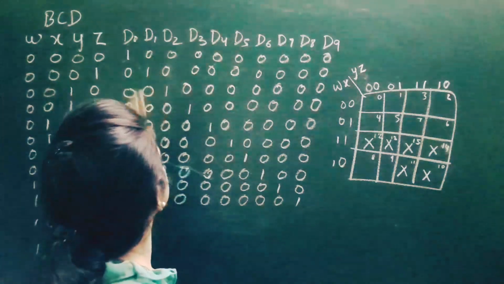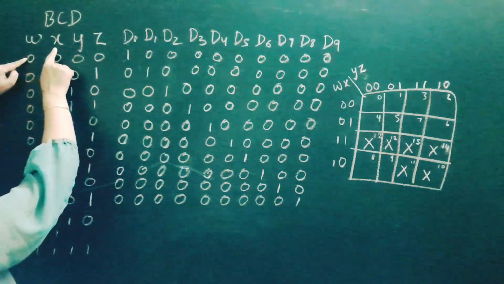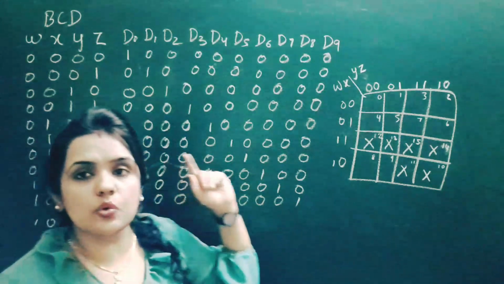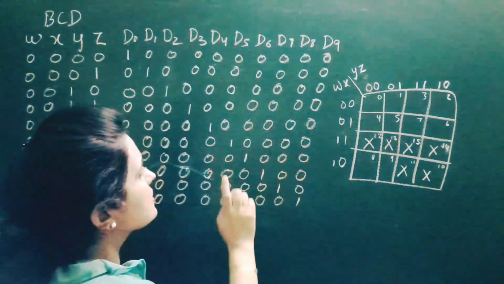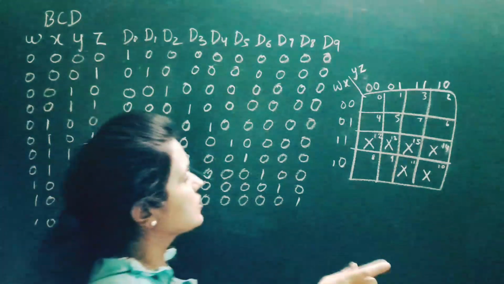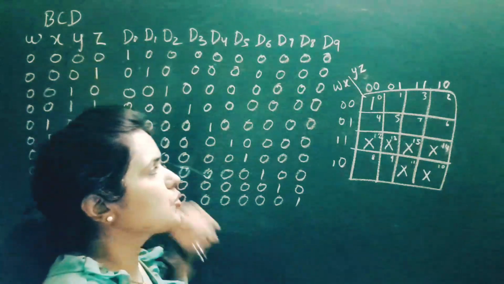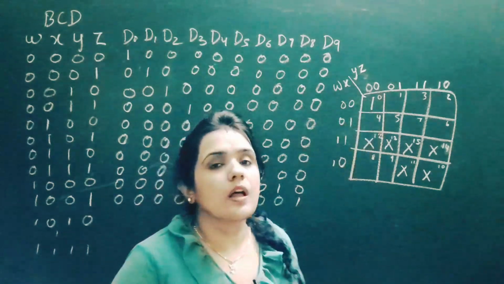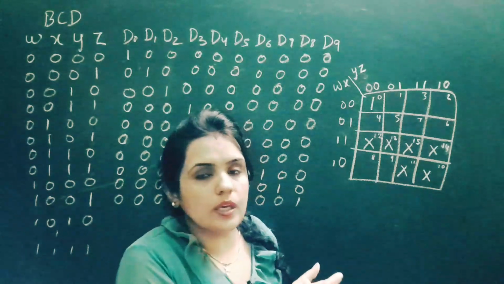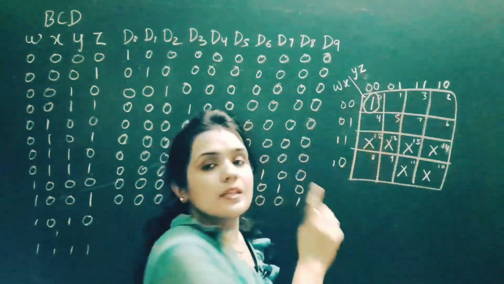Now if we talk about D0, D0 is 1 only when the value of w, x, y, z is 0, 0, 0, 0. In this case only D0 is equal to high. So we mark a 1 here. Now this 1 cannot be combined with any of these x's, so there will be only a single group.